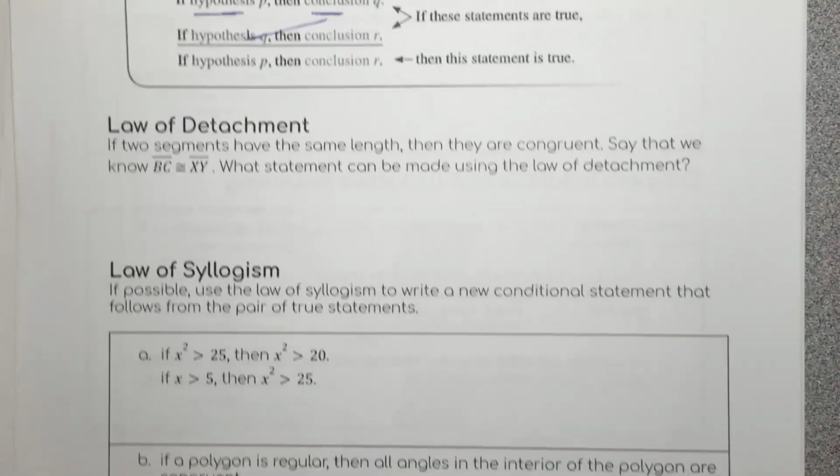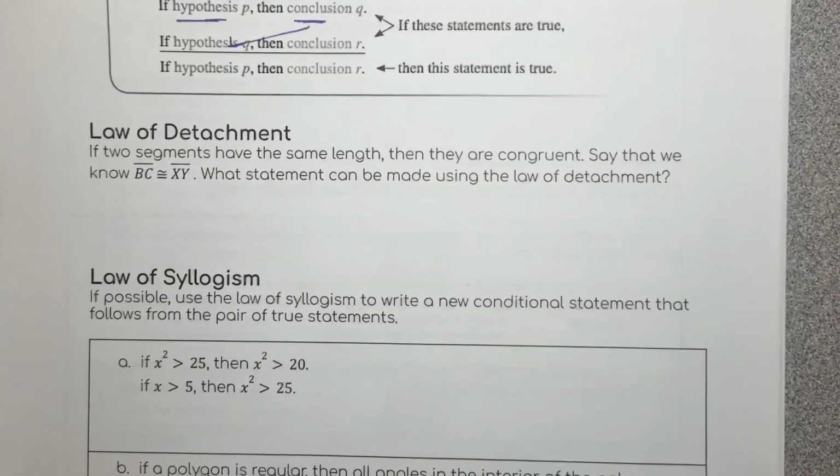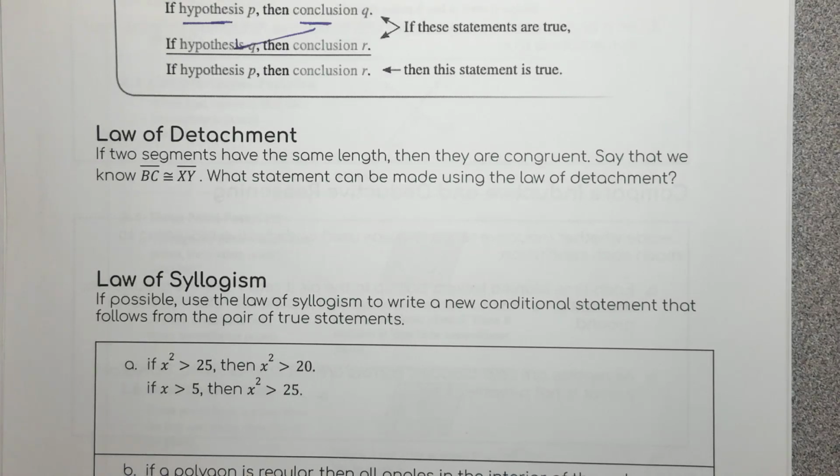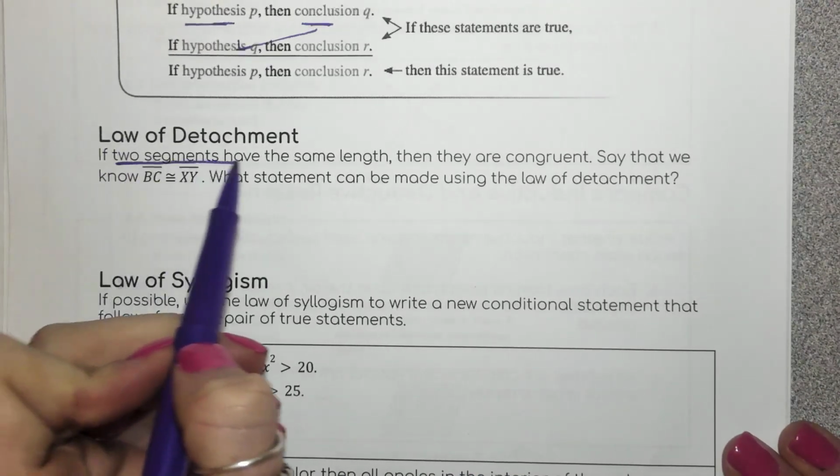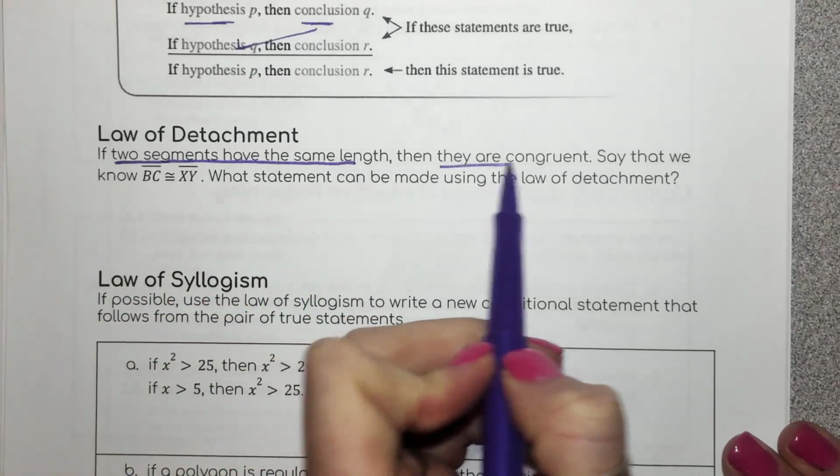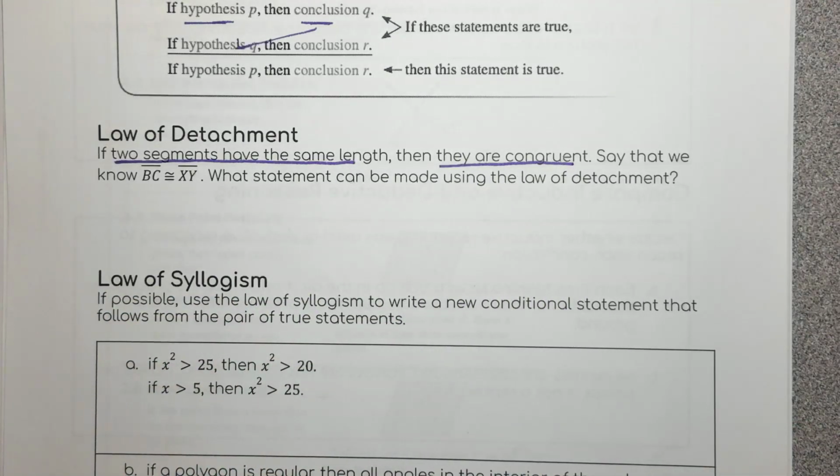All right. The law of detachment. If two segments have the same length, then they are congruent. So here's our if P, then Q. Say we know that the segment BC is congruent to the segment XY. What can we say using the law of detachment?